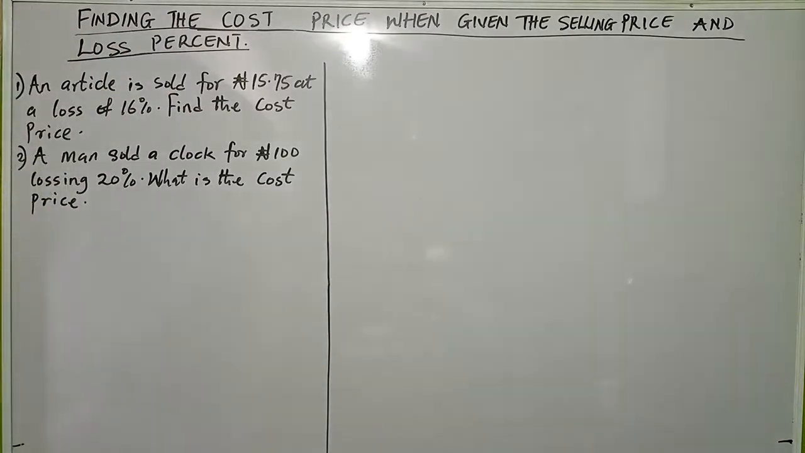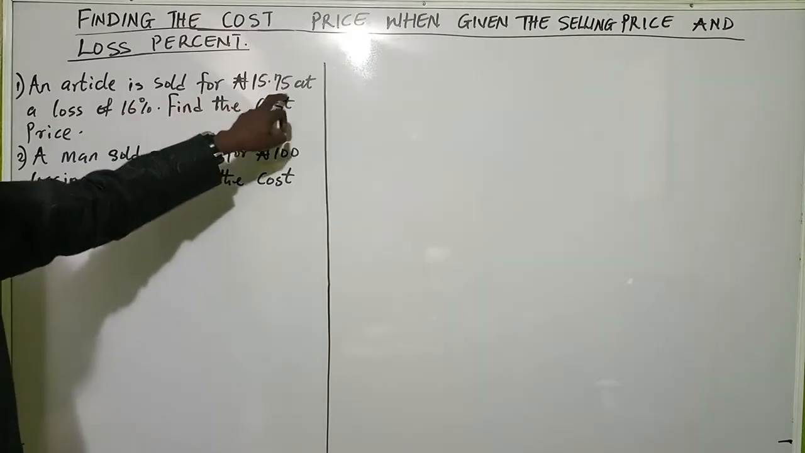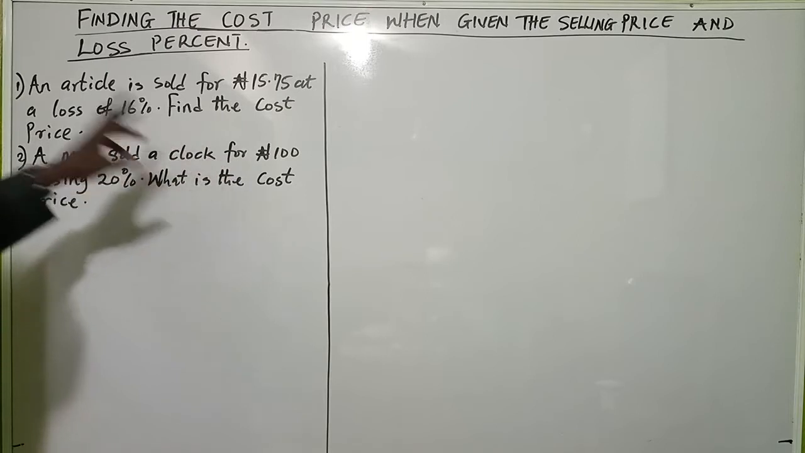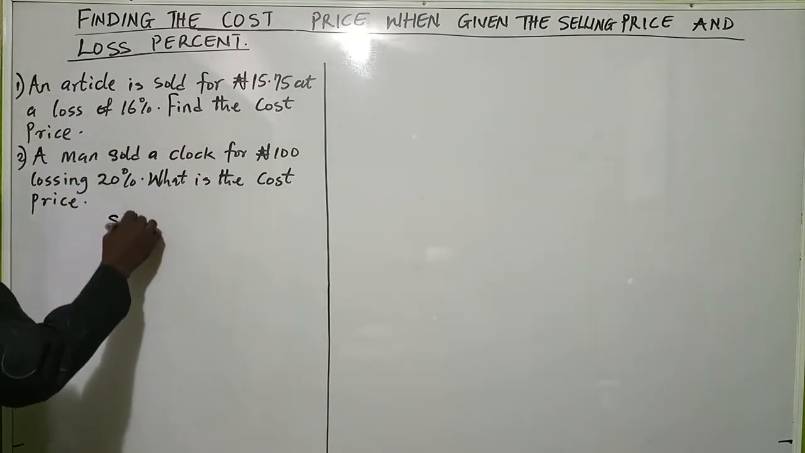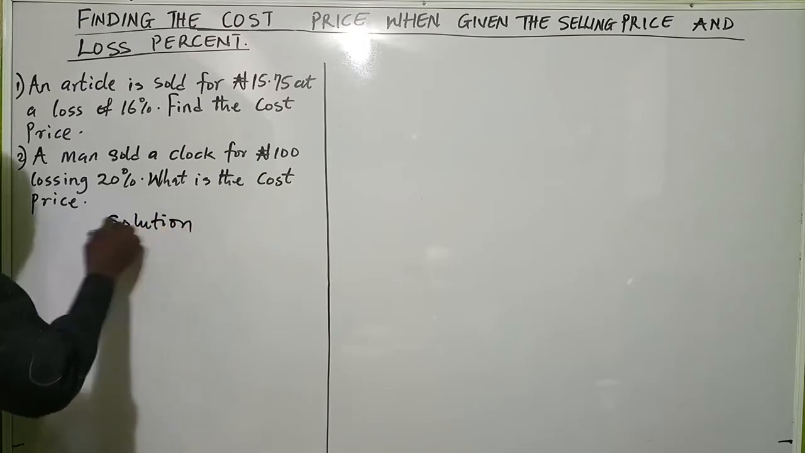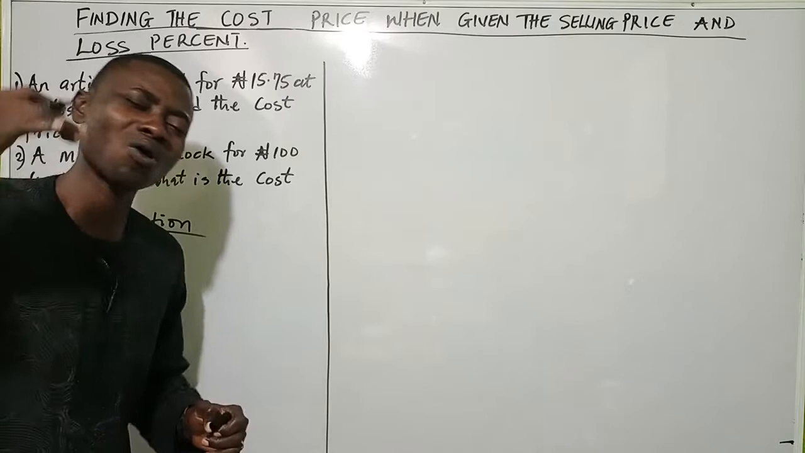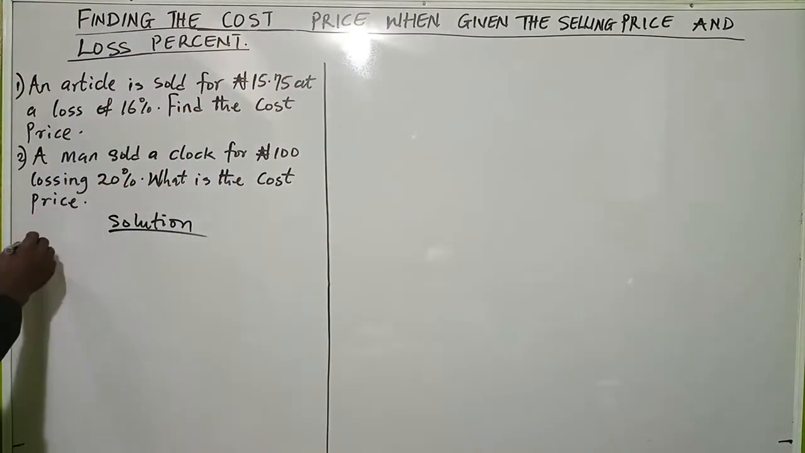So the first question that we have said that an article is sold for 15 naira 75 kobo at a loss of 16%. Find the cost price. So again, you write your solution. Remember in our previous video I said whenever you are solving a question that requires a formula, always write out the formula first. So we're going to write out the formula first.